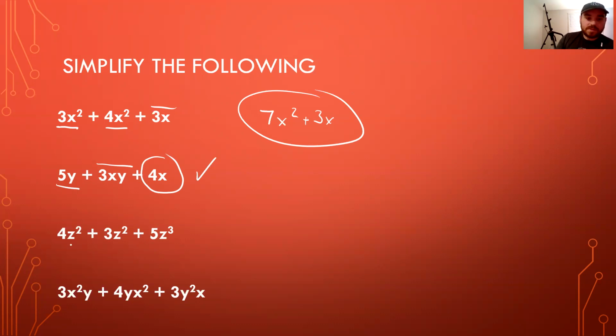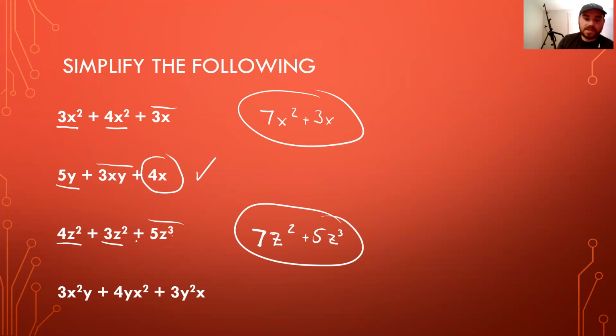The next problem, 4z squared plus 3z squared plus 5z cubed. Be careful here. A lot of kids thought this was a squared in class. This is in fact a 3, so it is different. We can combine this one and this one. We cannot combine this one. So that'll give us 7z. Oops. Z looks like a 2. Here, I'll put a line across it to make sure it's a z. So 7z squared plus 5z cubed.